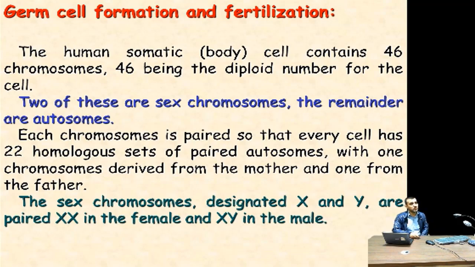يعني يقول إن الهيومن سوماتيك يتكون من 23 زوج من الكروموسومات، 22 زوج منها يسمى أوتوسوم سوماتيك، والزوج الأخير فقط هو الذي يسمى الكروموسومات الجنسية.